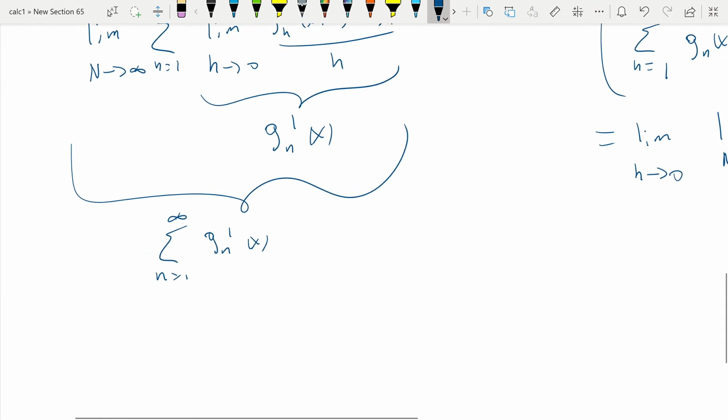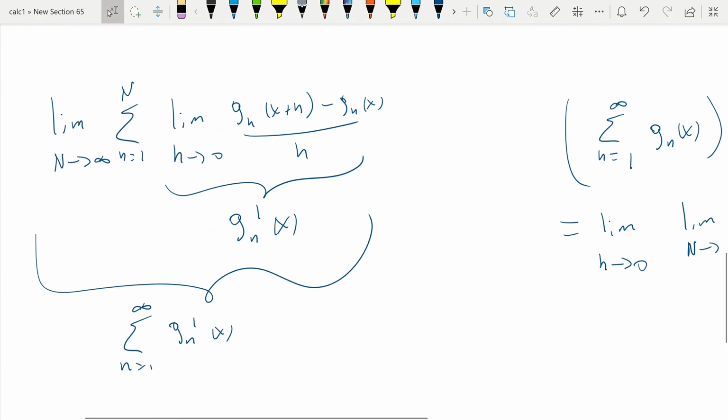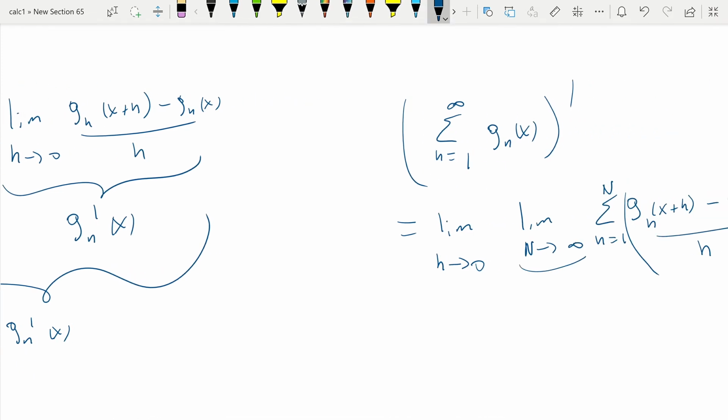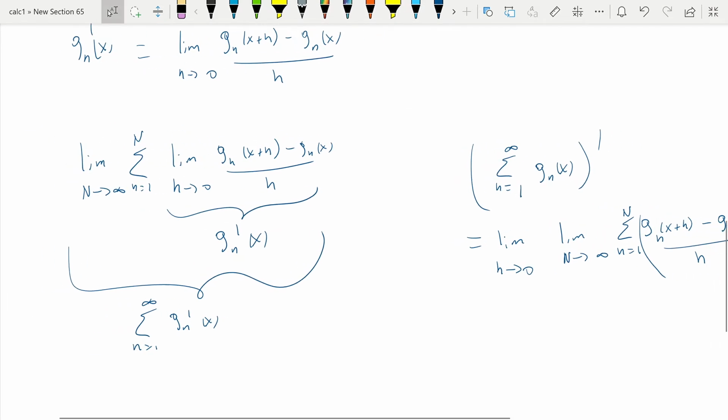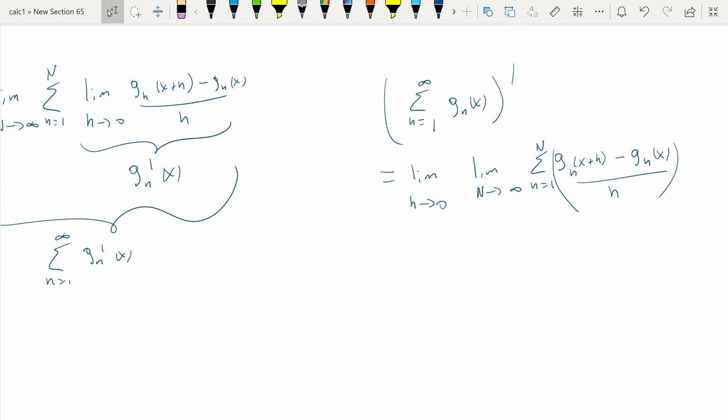And so you see here what is the difference? Here we're taking the limit when h goes to 0 first, and after that we take the limit when n goes to infinity. While for this expression we're taking the limit when n goes to infinity first, and then the limit when h approaches 0. So it's a question about interchanging these limits, and this is not a trivial question. In general, you should not assume that you can just simply interchange the limits.